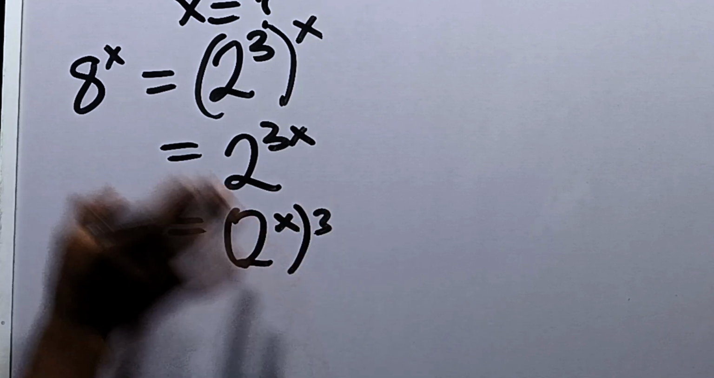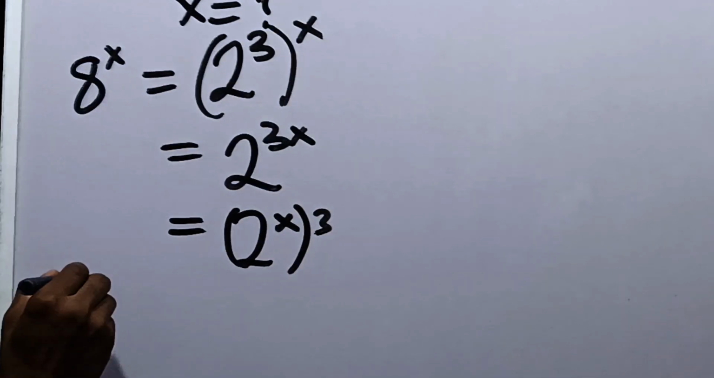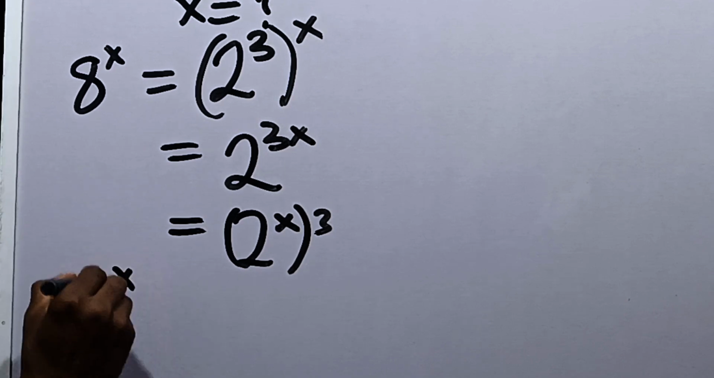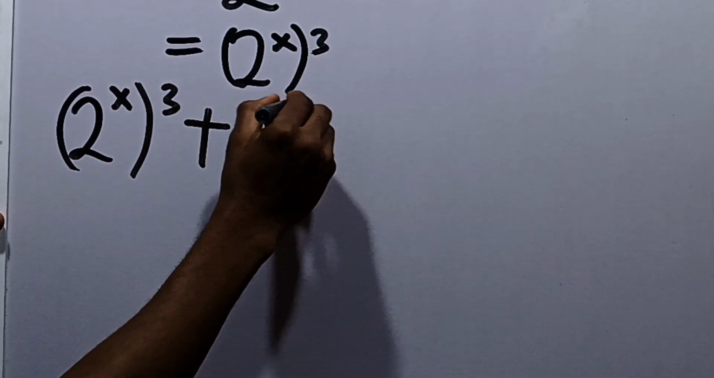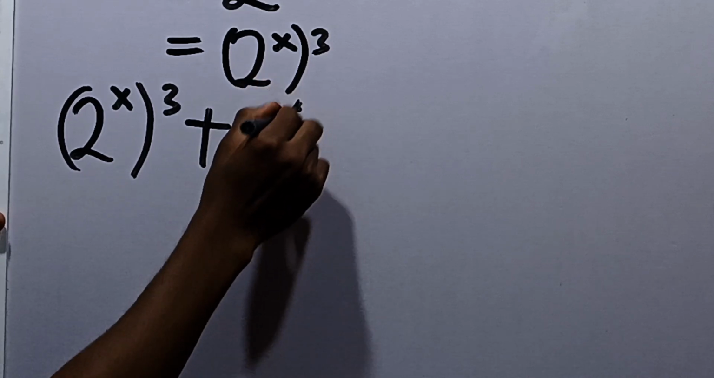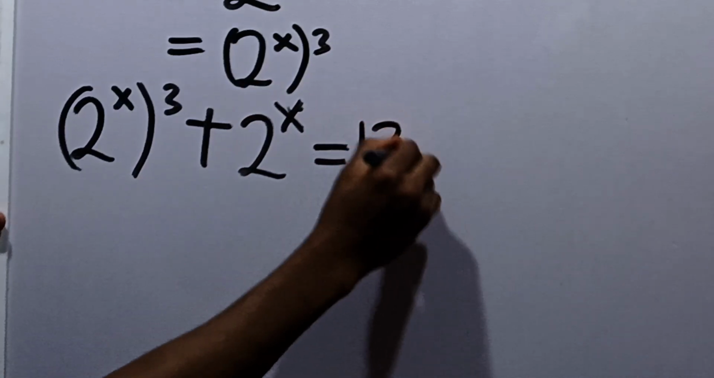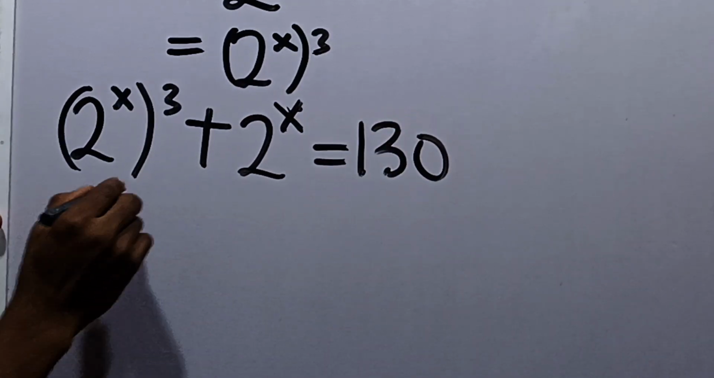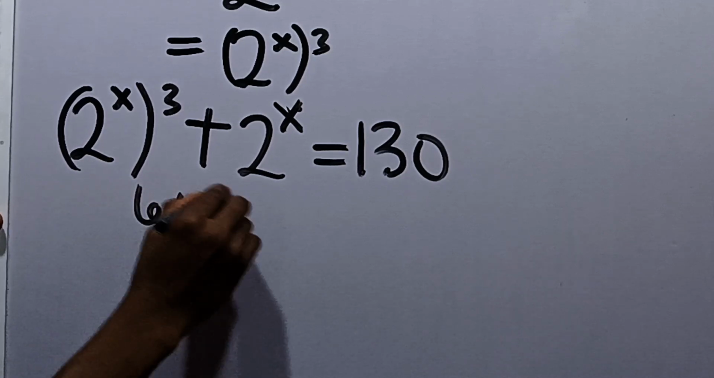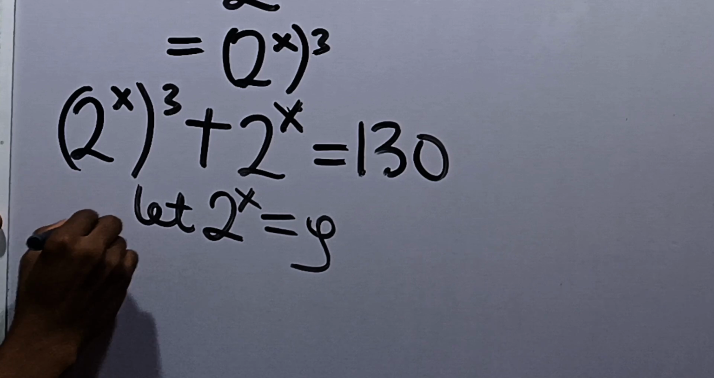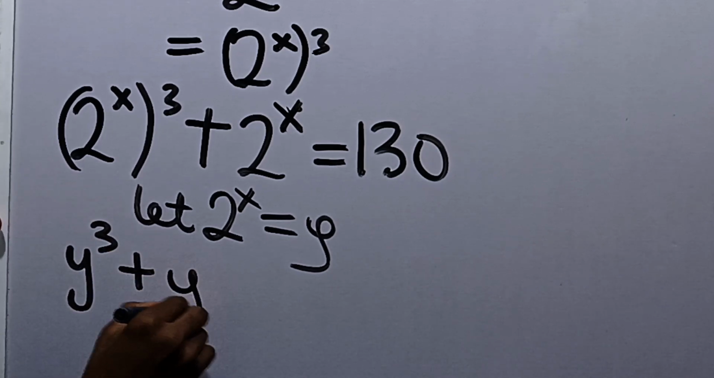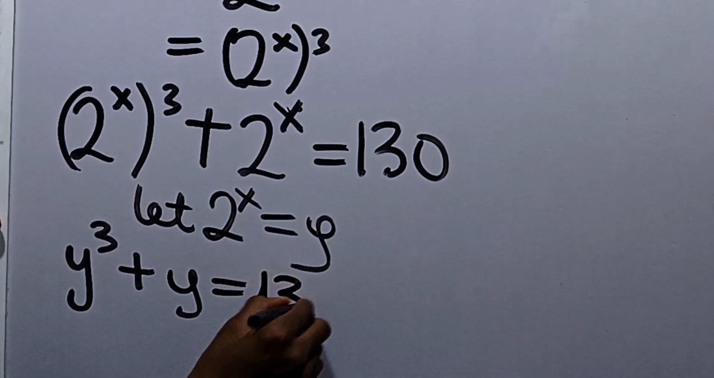Now we're going to replace 8 raised to the power x with this in this equation. So we'll have 2 raised to the power x, raised to the power of 3, plus 2 raised to the power of x, okay, is equal to 130. Now we can see from here that let 2 raised to the power x be equal to y. So what we have here is y cubed plus y equal to 130.